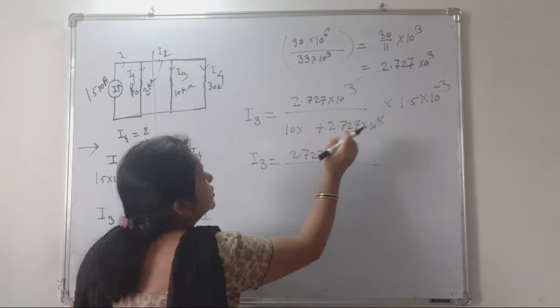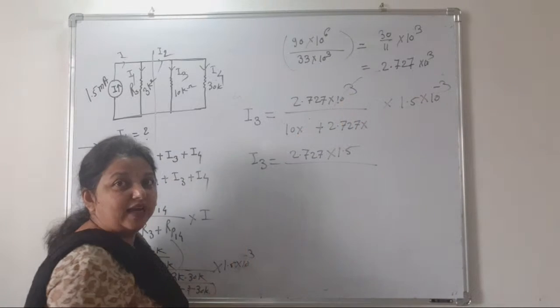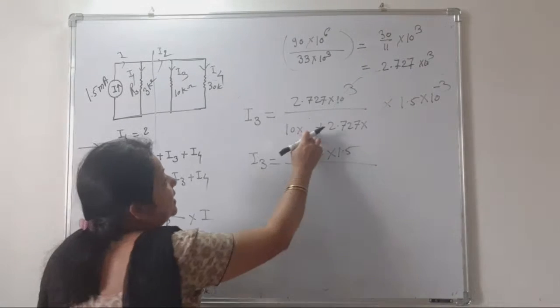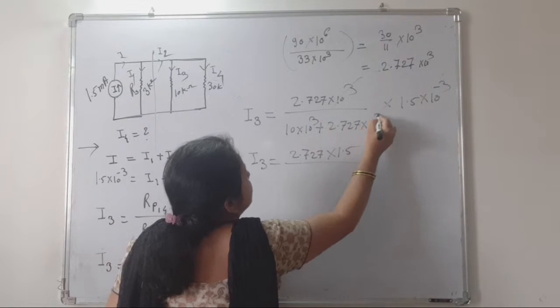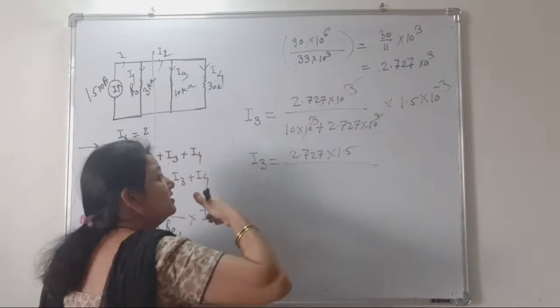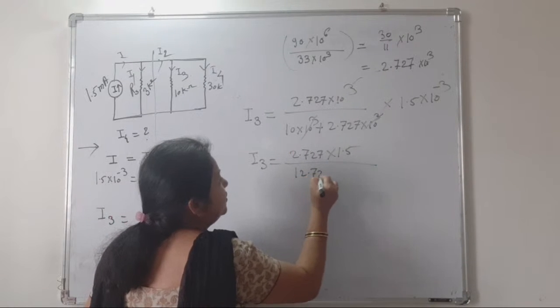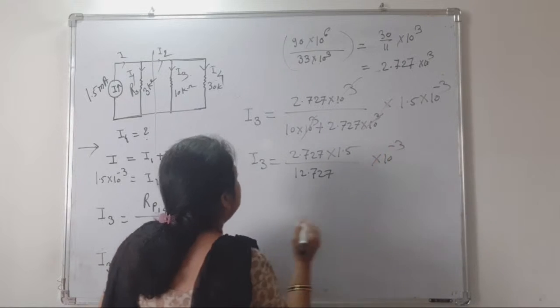We can take 10 common; don't cancel directly. Do you understand? If I take that common, the 10 raised to 3 here and the 10 raised to 3 there, what can happen? The one in the denominator cancels with the 10 raised to 3 in the numerator. Then 10 plus 2.727 is 12.727, and multiply 10 raised to minus 3 as it is.